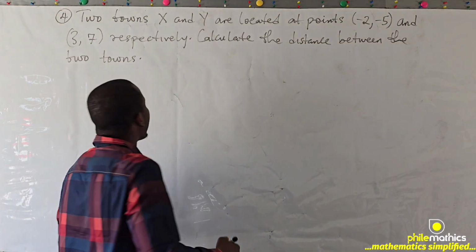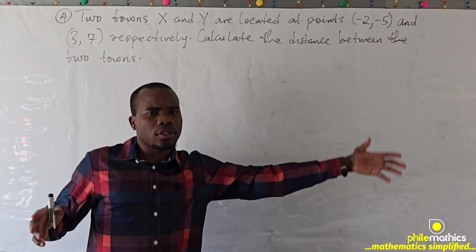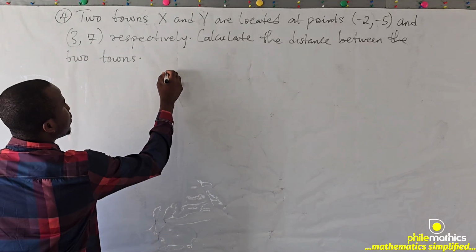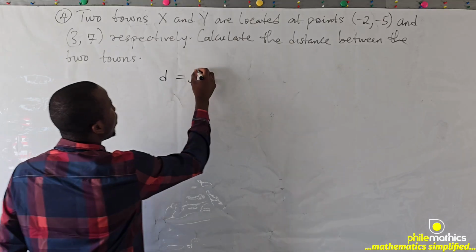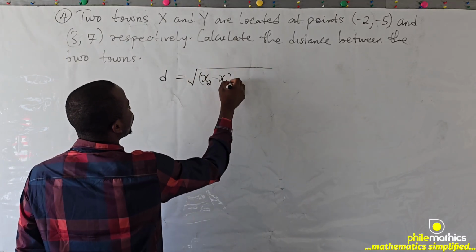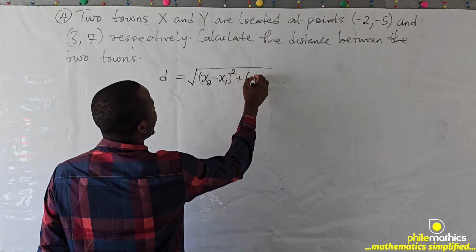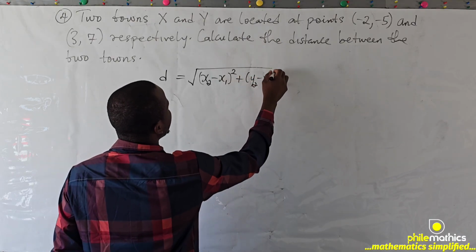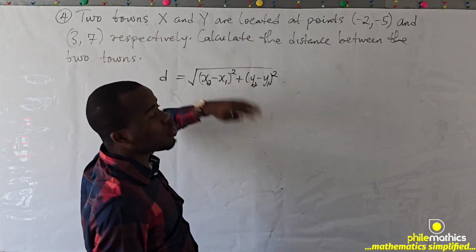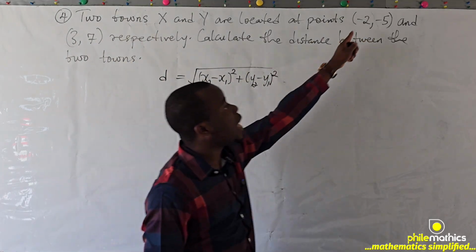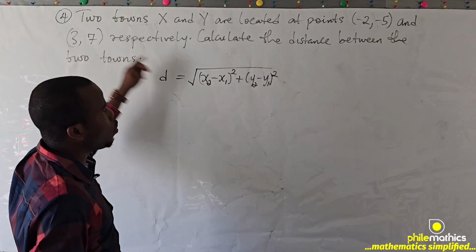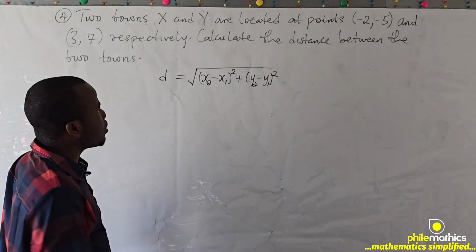So there's a formula for calculating the distance between 2 points on the coordinate axis. And that formula says distance is simply the square root of (x2 minus x1) all square plus (y2 minus y1) all square. So we can decide to call any of these x1 or y1. So if this is x1, this is y1, this is x2, this is y2. And so when we substitute, we get what the distance is.